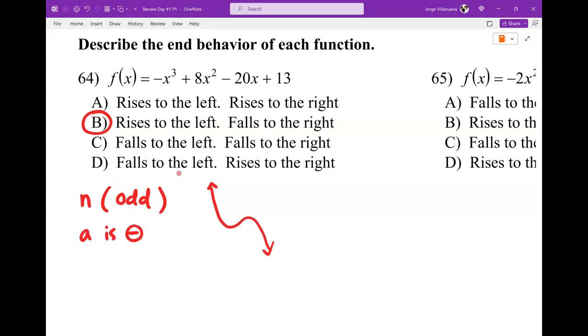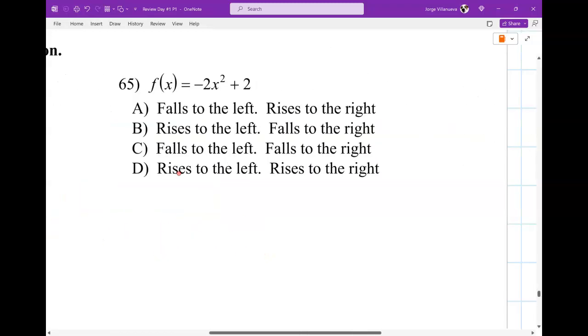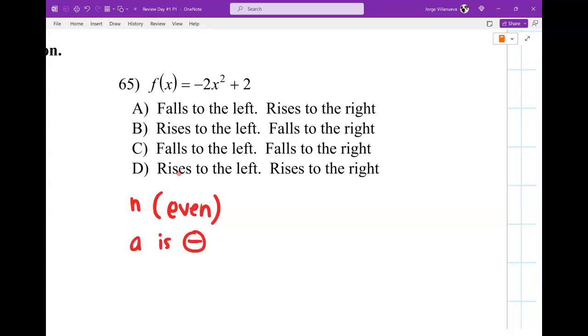All right? 65 is the same thing. So what's my degree? It's 2, so my degree is even. And what's my A term? Negative. So remember, even degrees either both go up or they both go down. It's either like this or like this. Positives are up and up. Negatives are down and down. So this falls to the left, falls to the right. So that's C.